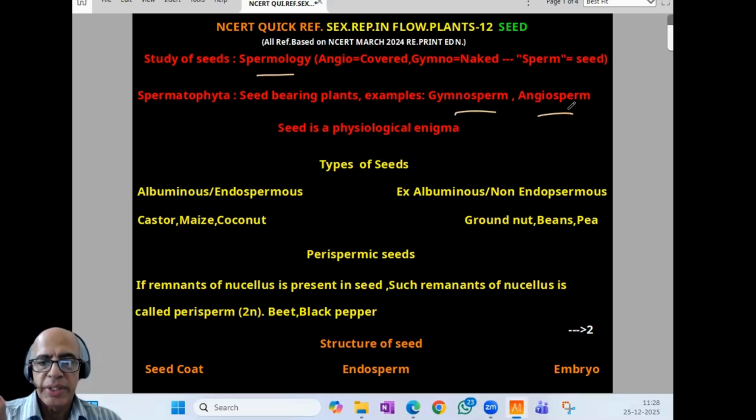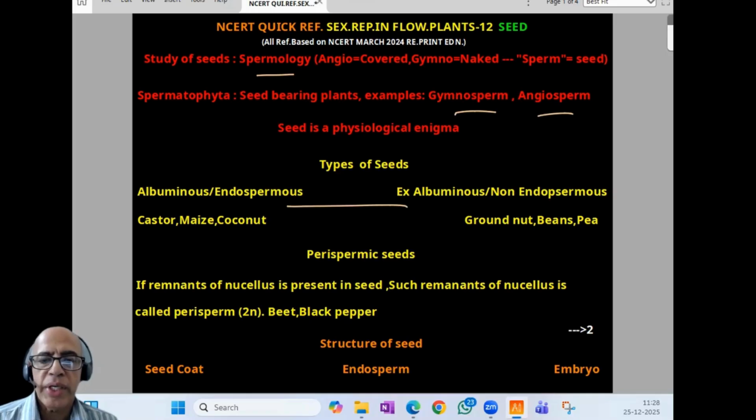And remember, seed is a physiological enigma. Now types of seed. Basically 2 types. Albuminous or endospermous, example castor, maize, coconut. Second type, exalbuminous or non-endospermous, where the endosperm is already consumed, so groundnut, beans, and pea.